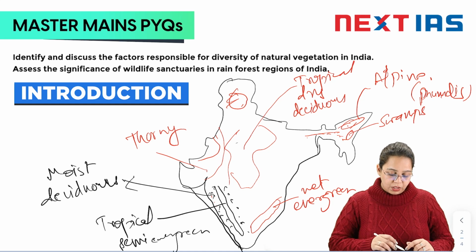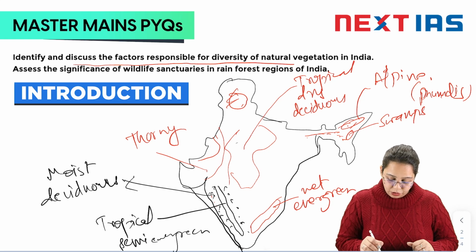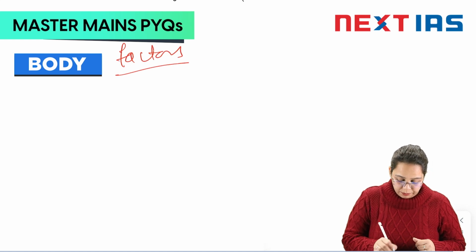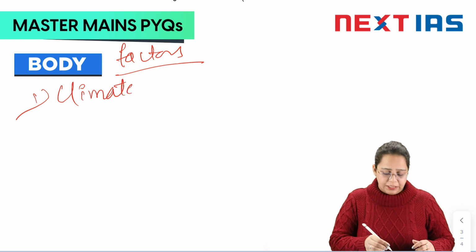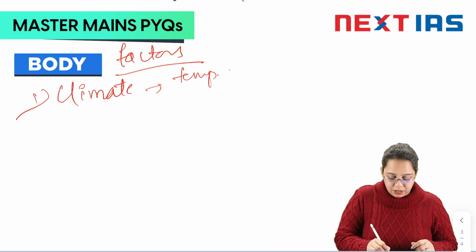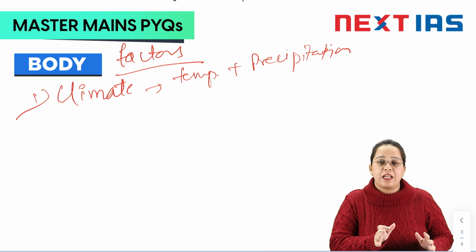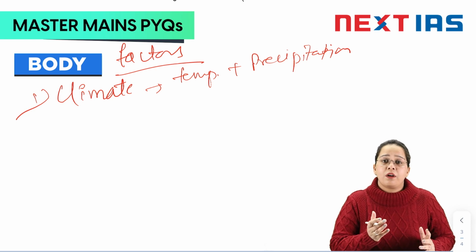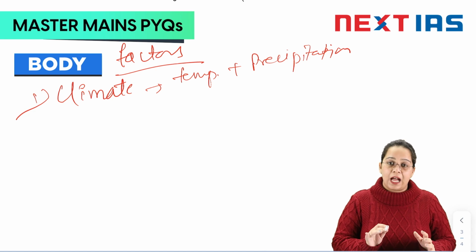Now moving to the body of this question. It is asking us to discuss the factors responsible for diversity of natural vegetation in India. We will see the factors one by one. The first factor is climate. Climate mainly consists of temperature plus precipitation. Temperature and precipitation across India are not uniform, ranging from sub-zero degrees at higher altitudes to more than 45 degrees, even 49 or 50 degrees, in Rajasthan and MP areas also. So temperature variation is high in India.